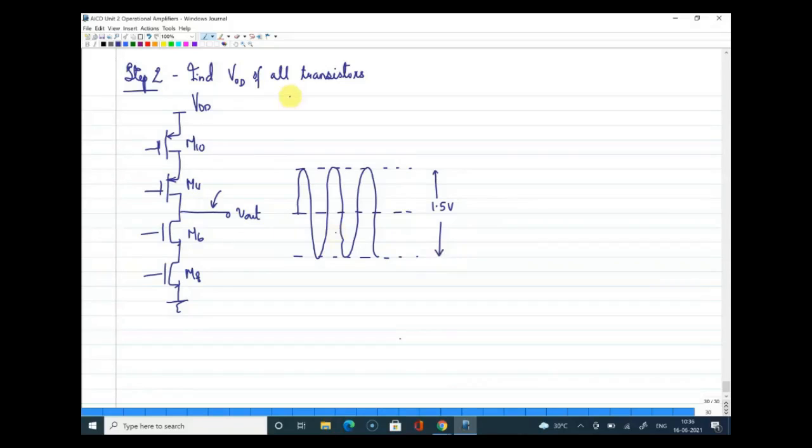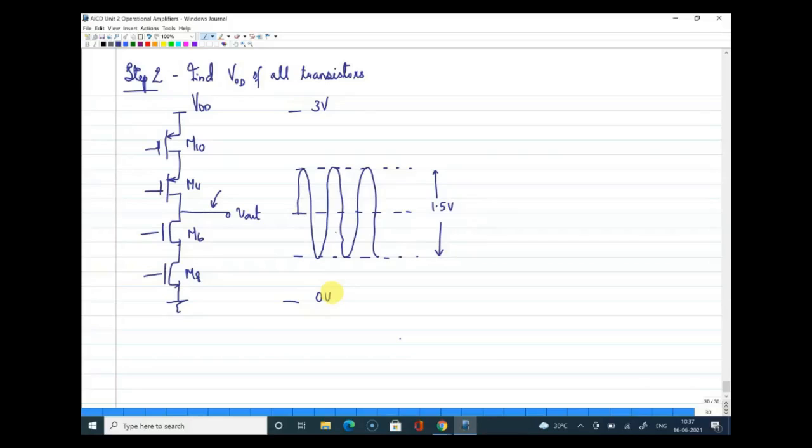But now, if you look at this entire thing from here to here, this is VDD which is equal to 3 volt, and here it is equal to 0 volt. And in between, you have a swing of 1.5. What is the meaning of that? We are keeping the swing for 1.5, and we have altogether 3 volt as the supply voltage. So what is the voltage left out?